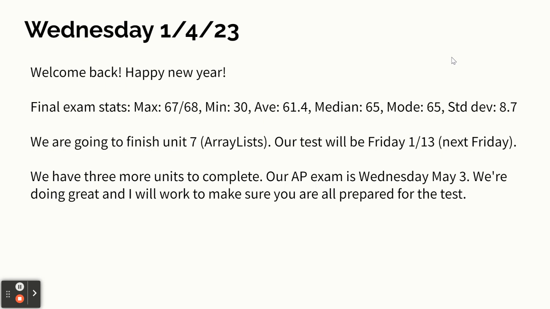So welcome back. Statistics on the final exam. The maximum score was 67 out of 68. The minimum was 30. The average was 61.4. The median was 65. The mode was 65. Anyway, you guys did pretty well. I'm happy with your results. The mode is also the most common score. The median score is, if you line them up from lowest to highest, the middle score. So it's 65 out of 68.